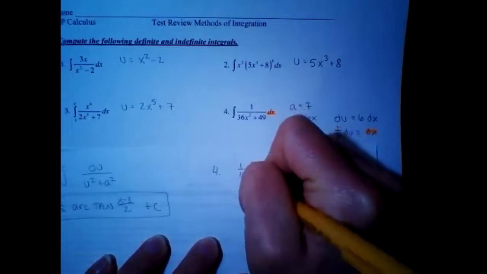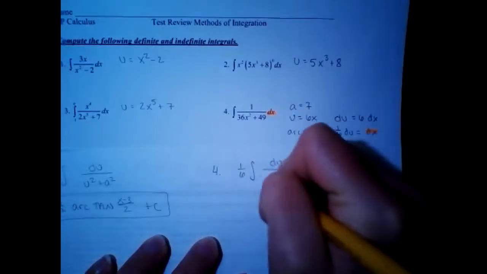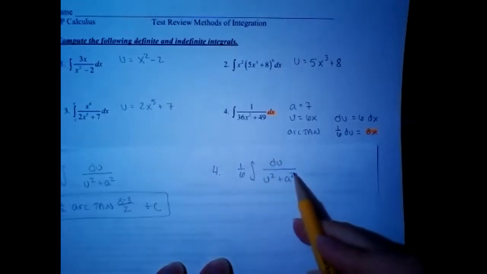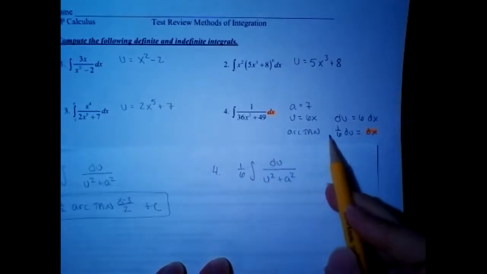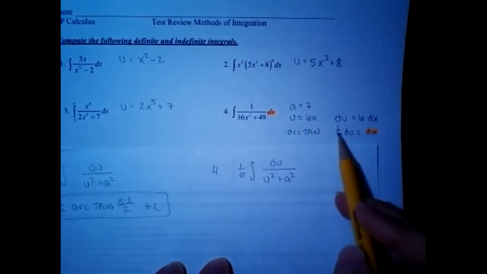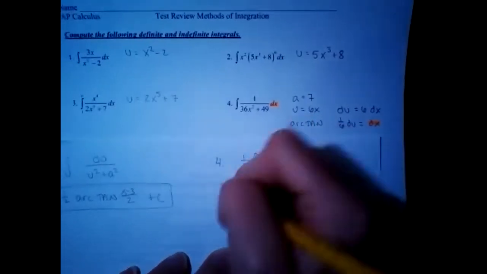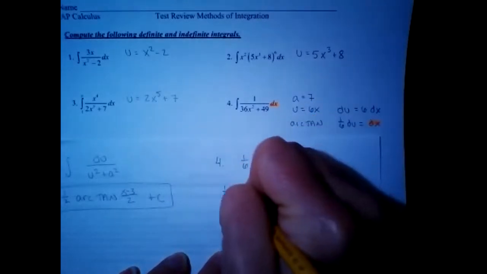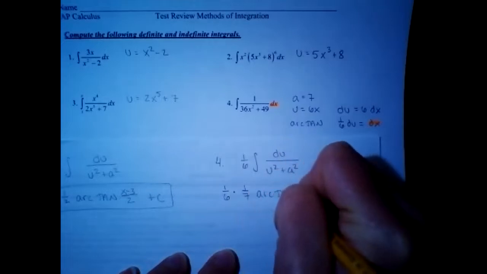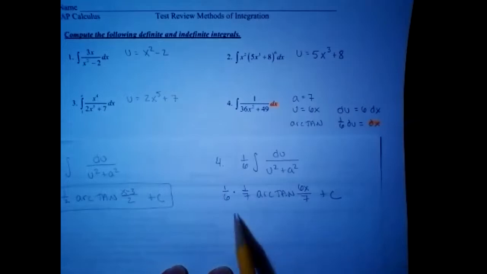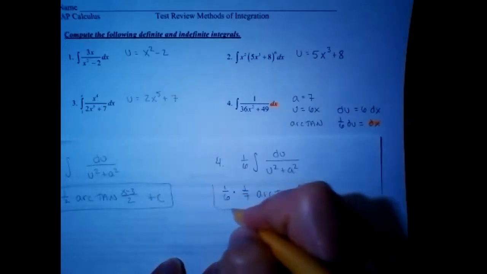So you'd have 1/6 out front, and this is going to be du over u squared plus a squared, which again, if you just recognize that's arctangent, you're good to go. Just don't forget to put the 1/6. Again, this one had an adjustment. Derivative of 6x is 6, so we needed a 1/6 out front. So it'll be 1/6 times 1 over a, so that'll be 1/7 arctangent u over a plus c. And if you want to multiply these together, that would be 1 over 42. You don't have to, though. You can leave it just like that.